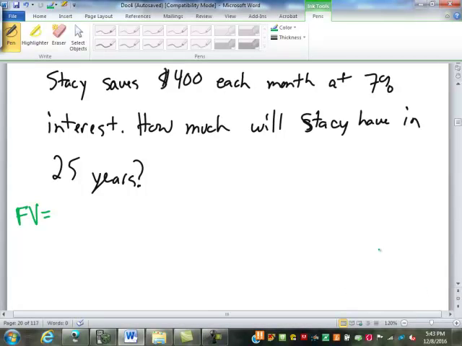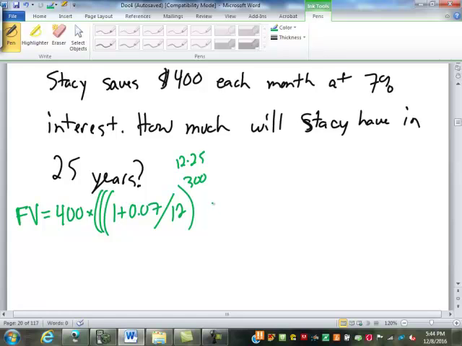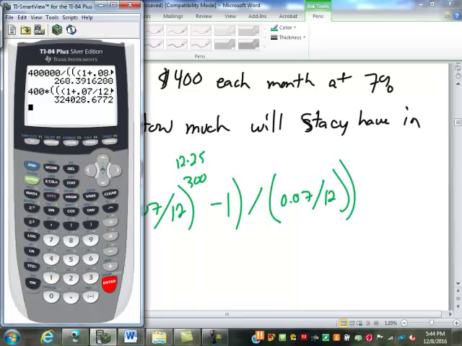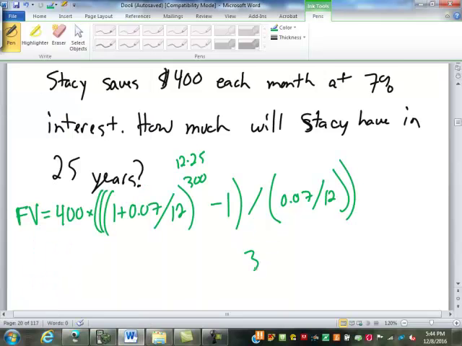So this one, we're looking for the future value. We have the payment of $400. That's going to be times 1, 2, 3 parentheses. 1 plus 0.07 divided by 12, because it is monthly again, to the power of 12 times 25, which is 300, minus 1, and then which gives us $324,028.68.